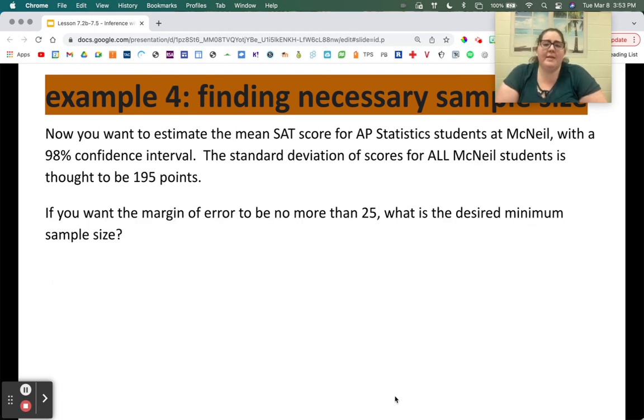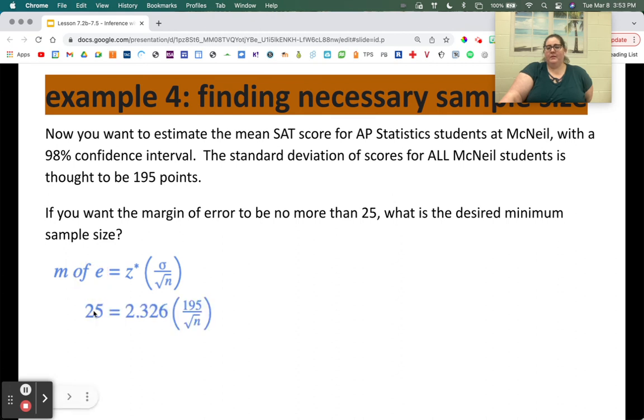Okay. Just one more example of this, just to show you in another situation. This time we want to estimate the mean SAT score for students in McNeil, with a 98% confidence interval. It says the standard deviation for scores of all McNeil students is thought to be 195. Again, that's our estimate for the true population standard deviation, so we're going to have to use Z. We want the margin of error to be no more than 25. So I plug everything in. 25 is the margin of error that I want. Our Z star for 98% confidence is 2.326. And 195 is our standard deviation.